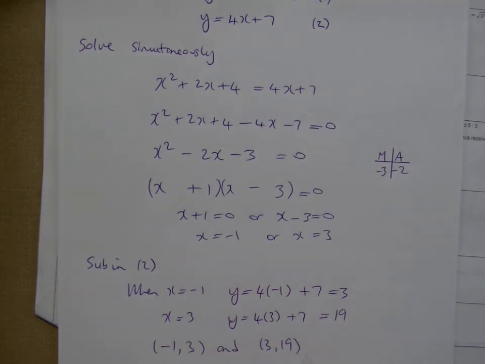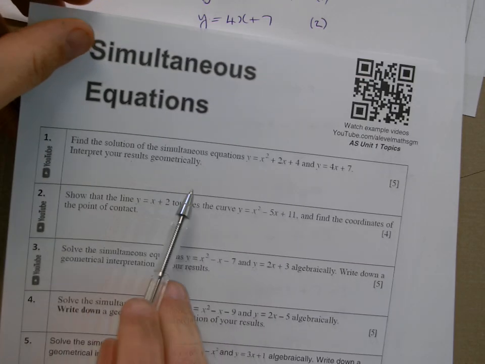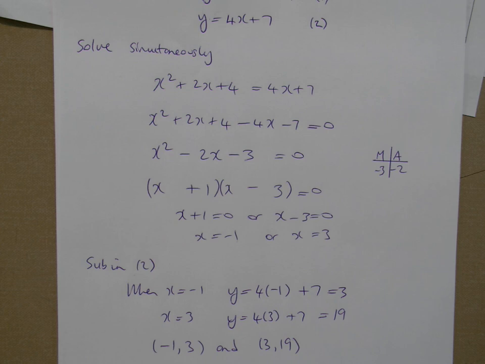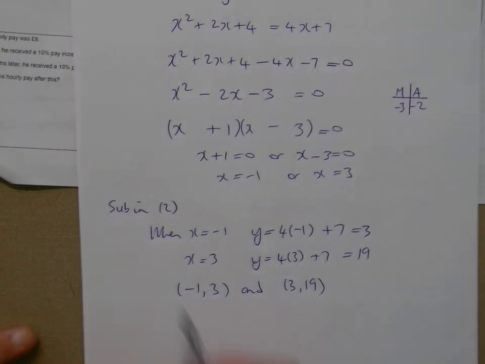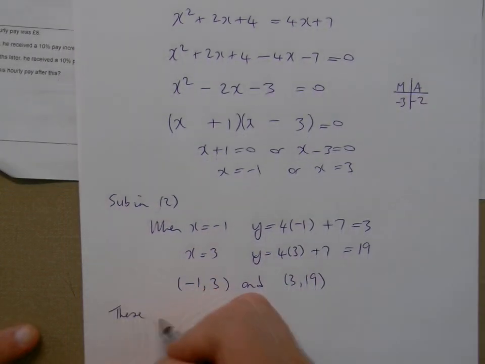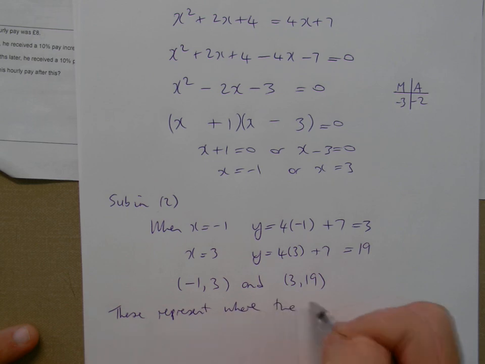Now in the question, it did say, didn't it, interpret your results geometrically. So what's going on here? Well, these two results, these two coordinates, are quite simply where the curve and the line intersect. Okay, so these represent where the curve and the line intersect.